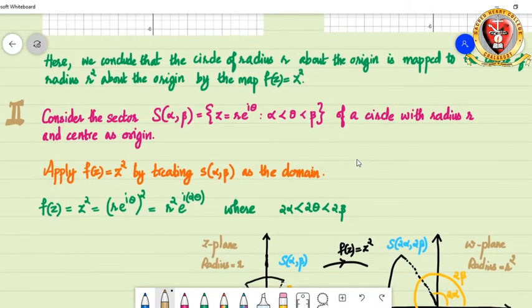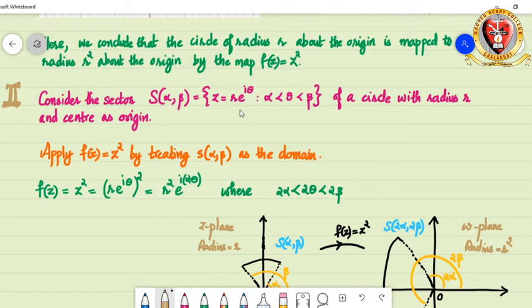Now for our part 2, consider a sector of a circle with radius r and center as the origin, such that the argument is in between alpha and beta. We denote the sector as S of alpha comma beta, the set of points in the circle such that the argument of those points lies in between alpha and beta. Definitely alpha is strictly less than beta. And we are going to apply our function f of z is equal to z square on the set of points on this sector. That is our domain.